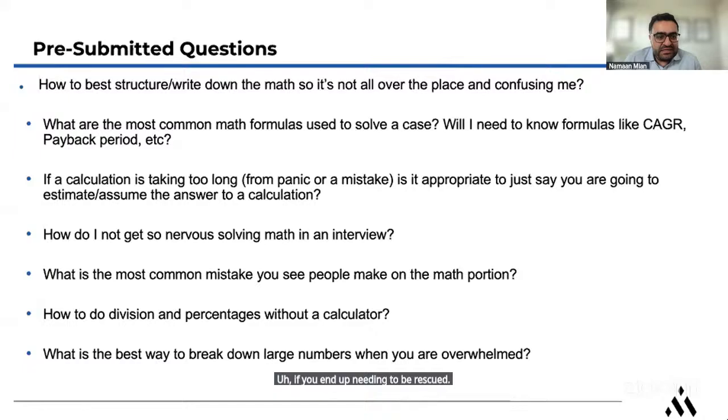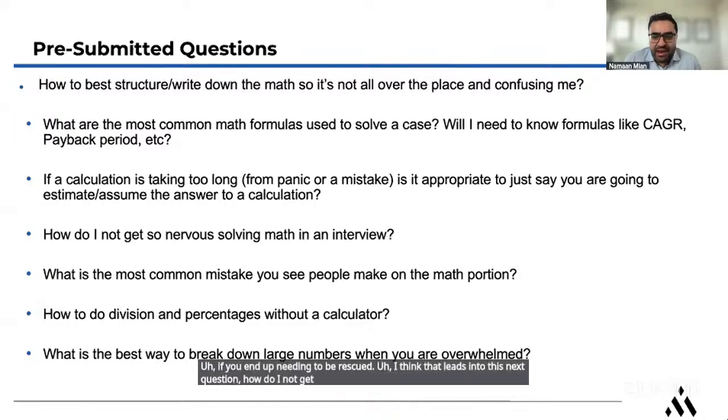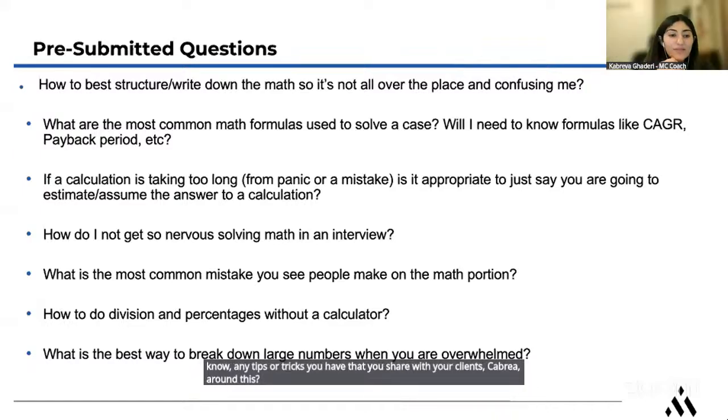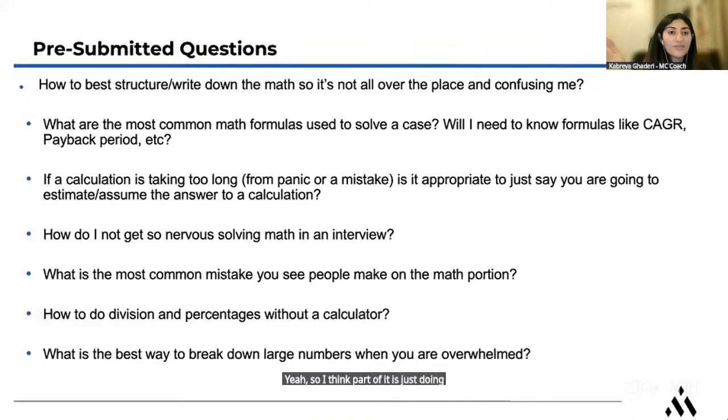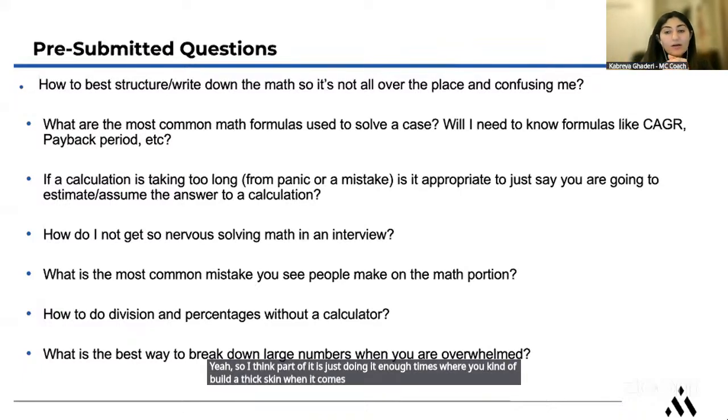I think that leads into this next question. How do I not get so nervous solving math in an interview? Any tips or tricks you have that you share with your clients, Cabrera, around this? Yeah, so I think part of it is just doing it enough times where you build a thick skin when it comes to getting math. But I also think another way is shifting your perspective when it comes to how to answer a problem.